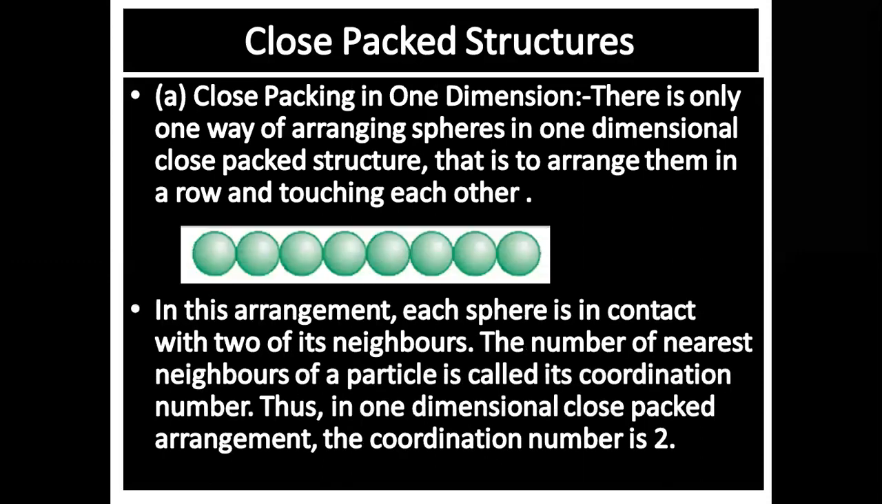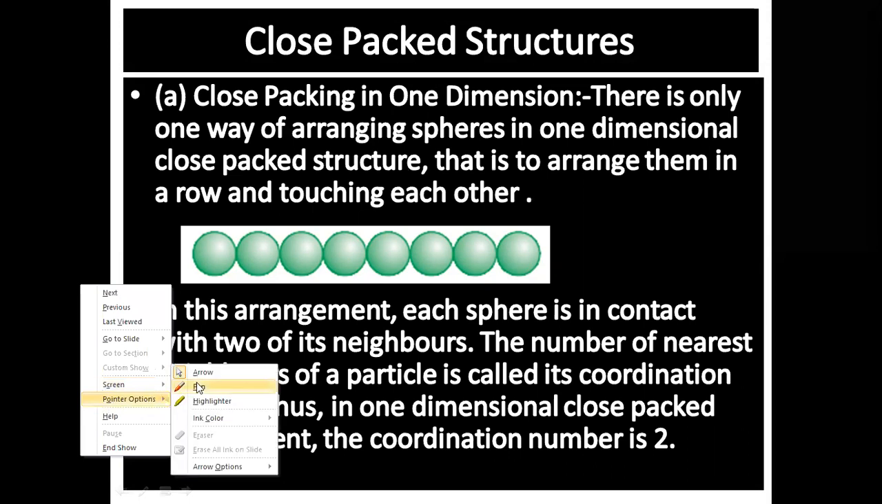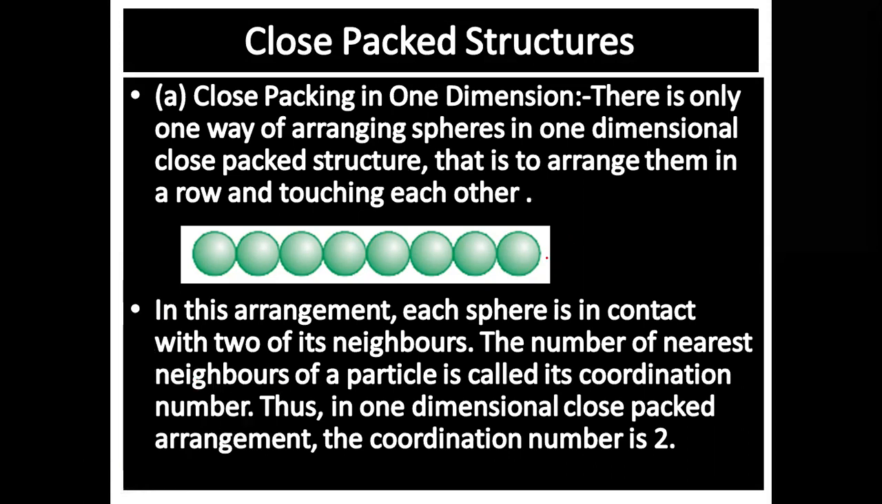First is close packing in one dimension. There is only one way of arranging the spheres in a one dimensional close packed structure. This is to arrange them in a row and touching each other. In this arrangement, each sphere is in contact with two of its neighbors. And the number of nearest neighbors of a particle is called its coordination number. It means in one dimensional close packed structure, coordination number is 2.